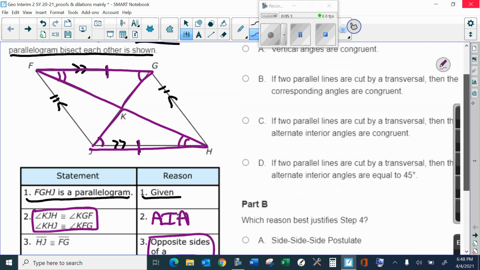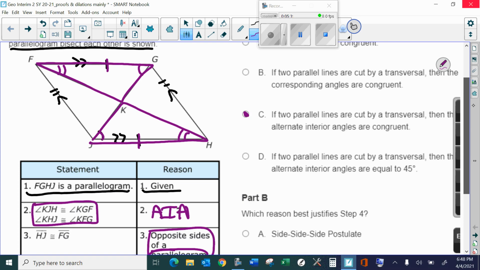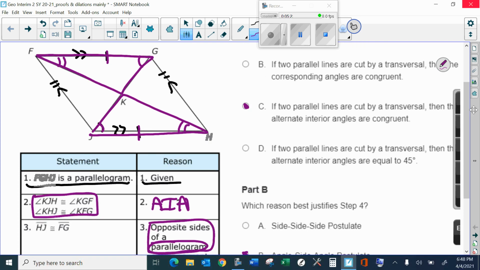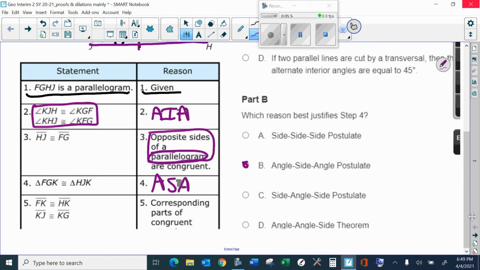And up here, alternate triangles are congruent. AIA. Remember, I told you they don't write AIA, they write out the whole thing. If two parallel lines are cut by a transversal, that's how it always starts. Then AIA, alternate triangles are congruent. Okay, so that should have been easy, that proof right there. All right, next one.